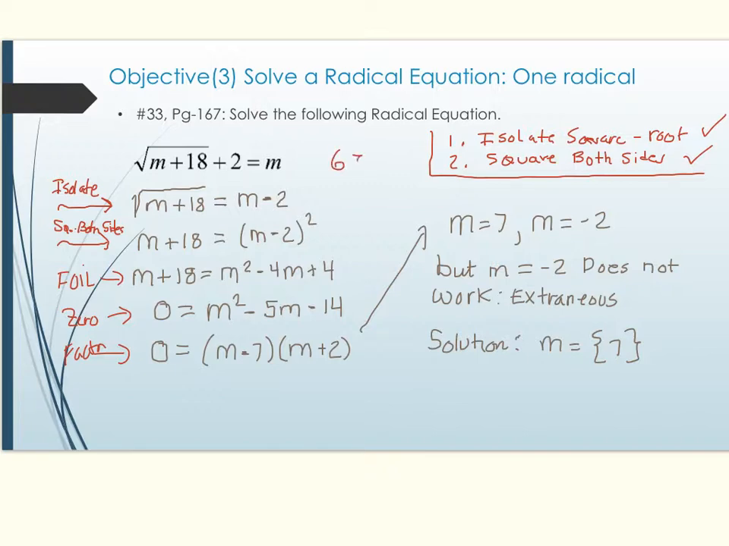get 6 is equal to minus 2. Well, actually, we know that 6 does not equal minus 2, so that's what makes it extraneous. So the only solution here is m is equal to 7.